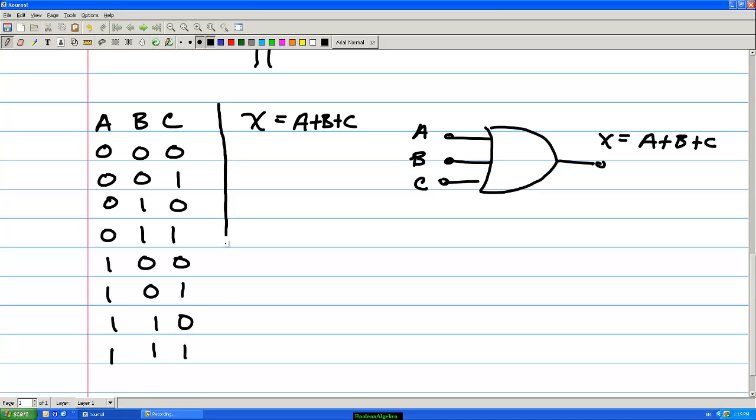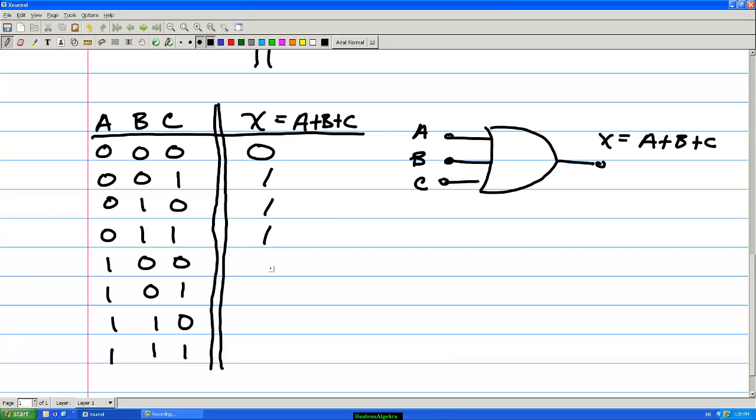X will still be 0 only when A, B, and C are 0. Nice straight lines there. So X will be 0 only for this case. In all other cases, when any of the inputs or all of the inputs are 1, there will be an output of 1, or logic level 1.